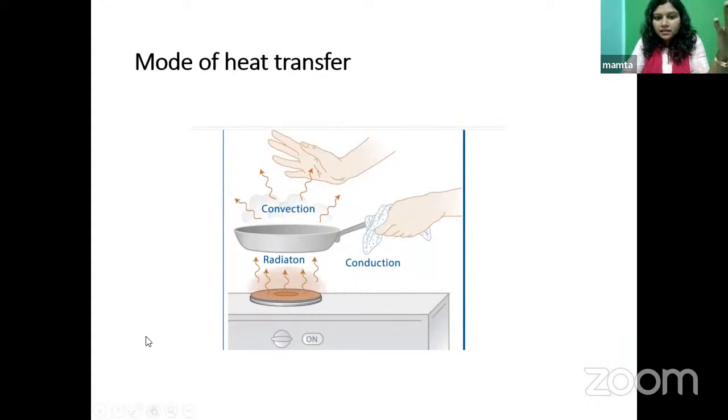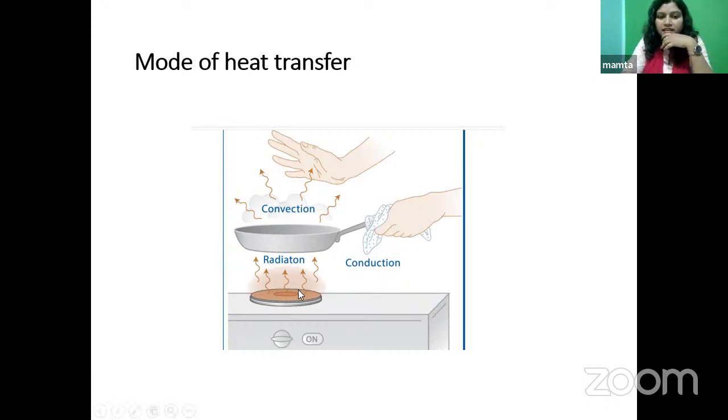But here in conduction, the solid material is not moving. No particle in this metal moves to transfer the heat. They are at the same point, but it is transferring to the neighbor and to the neighbor. So that is conduction. But in convection, the particles itself move. That is the basic difference between conduction and convection.